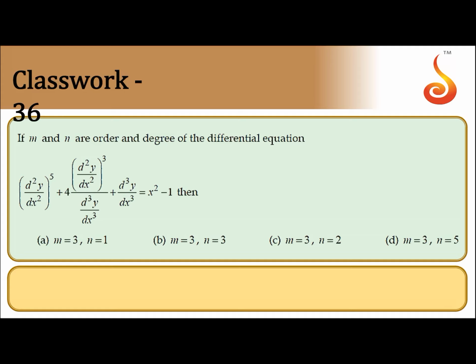m and n are the order and degree of the differential equation, this one, then m equals how much, n equals how much. Clearly you could see that d cube y by dx cube exists in it. d cube y by dx cube is the highest order, that means it is y triple dash, order 3. So definitely the order of this differential equation, m, is equal to 3. And if you take LCM, you will be getting d cube y by dx cube whole square. So n is equal to 2. So m is equal to 3, n is equal to 2. The answer is C.